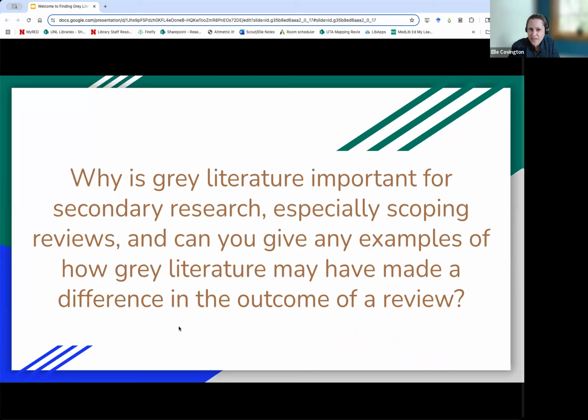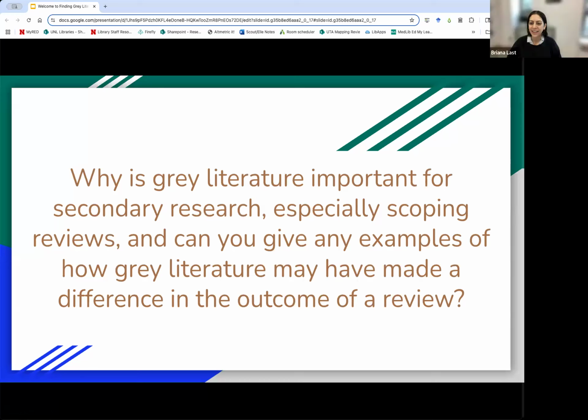But our first question for our panelists, why is gray literature important for secondary research? And like I said, we're sort of couching this in scoping reviews, but definitely feel free to expand beyond that. So can you give any examples of how gray literature may have made a difference in the outcome of a review? And to answer, let's go ahead and go in the same order that we just introduced. And I'll let you go for it, Briana.